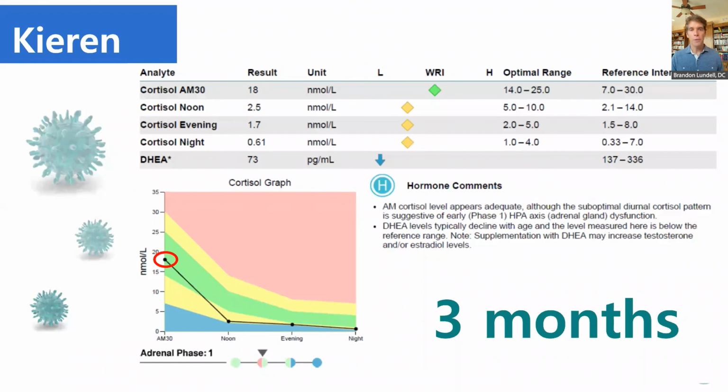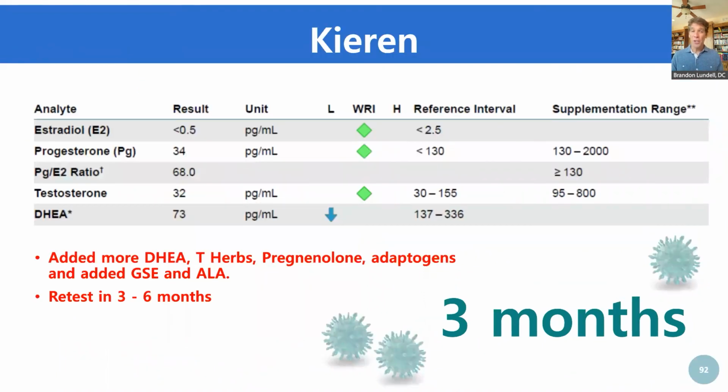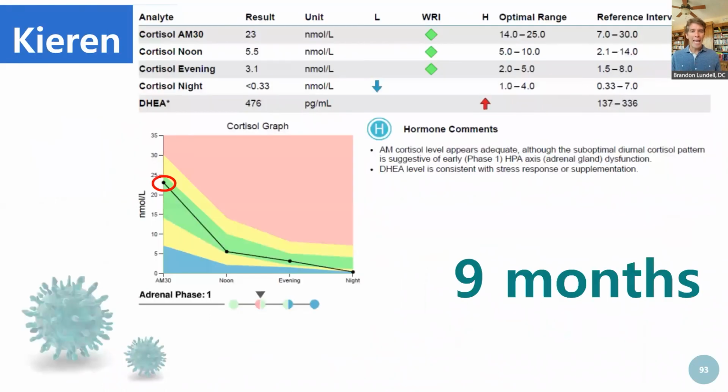So next page. And this is really good in just 3 months. His testosterone came up, but again, not enough. It went from, I think, 20 to 32. Next. So we added DHEA, we added more testosterone herbs. And then 6 months later, we can see all of his adrenals started to come back online, and he wasn't having that nighttime cortisol elevation.